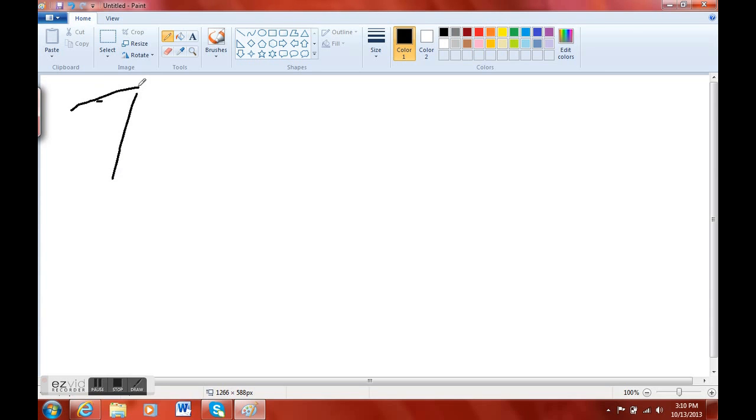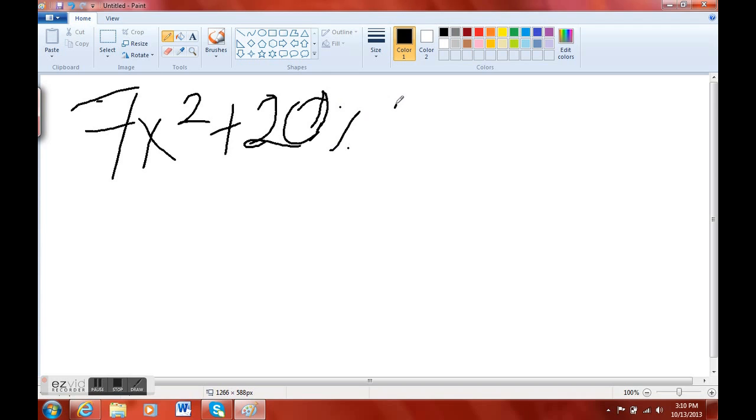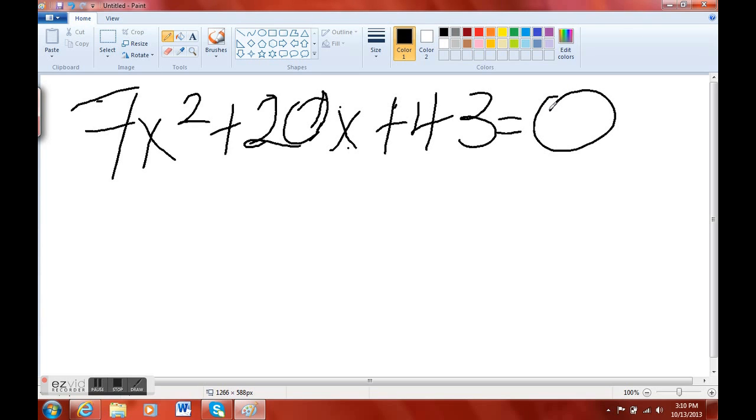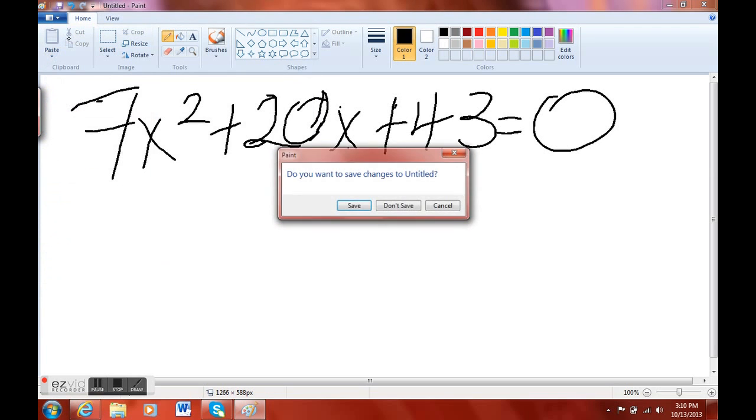Okay. 7x squared plus 20x plus 43 equals 0. Try this problem. We'll just write it down actually. Don't try it. Write it down. 7x squared plus 20x plus 43. Alright, this is what I want you guys to do. If you're at home, just try the problem by yourself, because you can't do the next step because you need someone there with you.